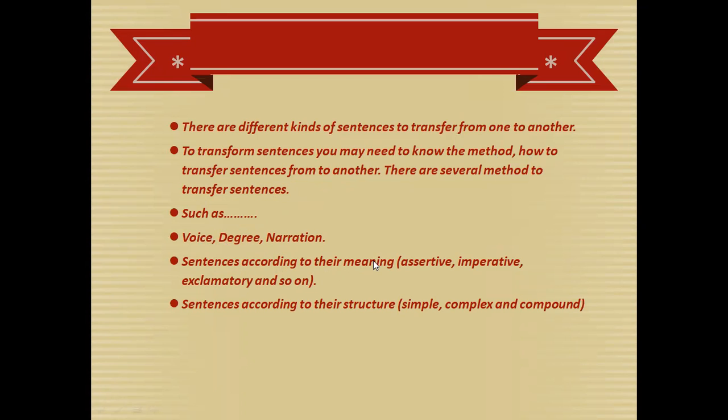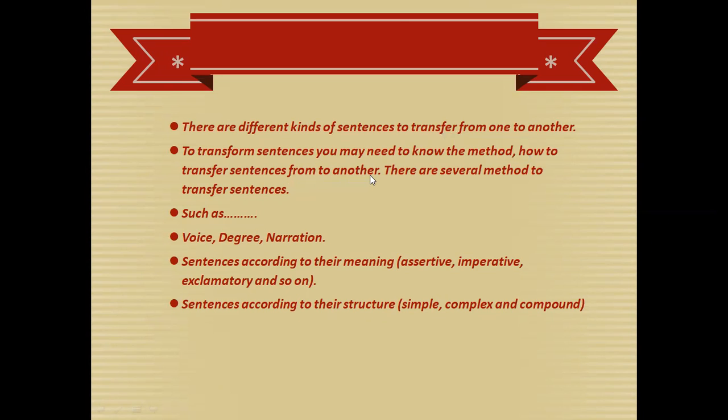Sentences according to their meaning, that is assertive, imperative, exclamatory, and so on. Sentences according to their structure, that is simple, complex, and compound. So it is very important grammar, that is simple, compound, complex. Here they said there are different kinds of sentences to transfer from one to another. And to transform sentences, you may need to know the method how to transfer a sentence from one to another.